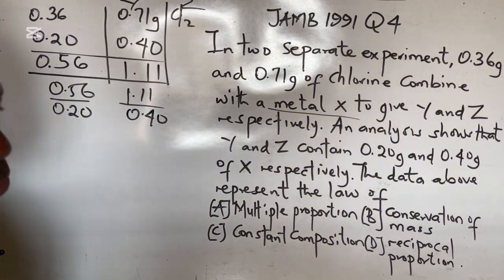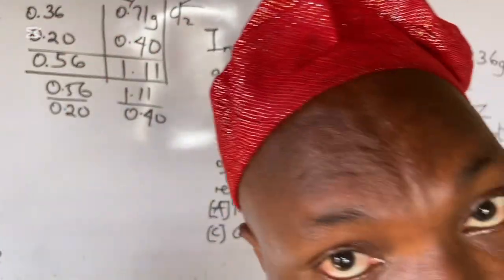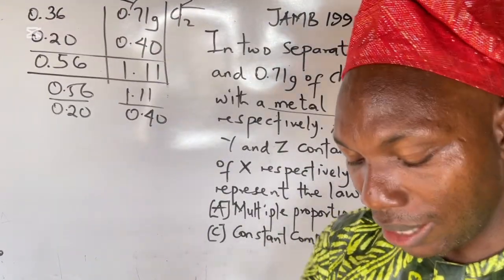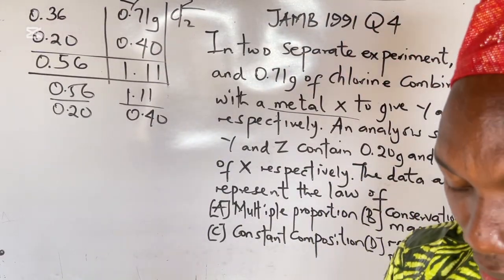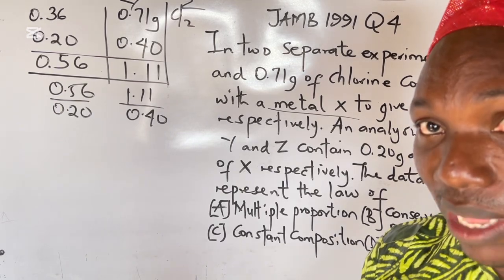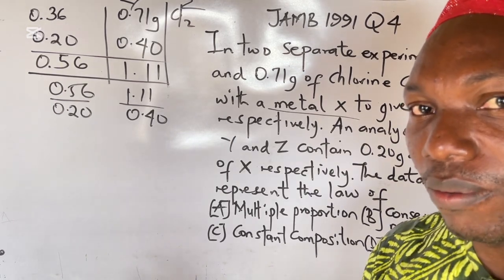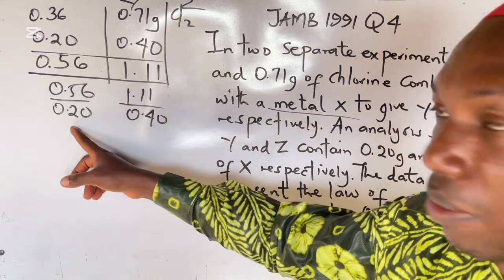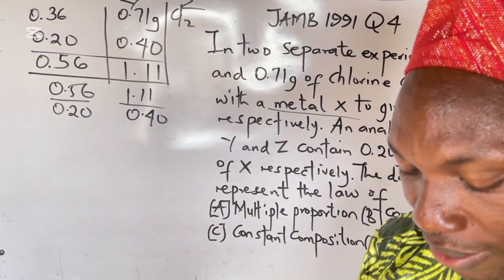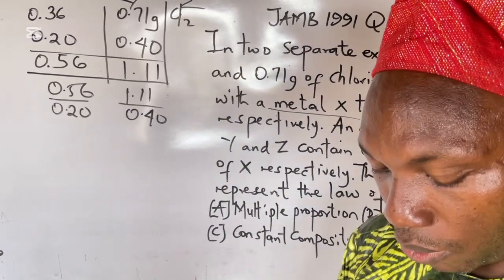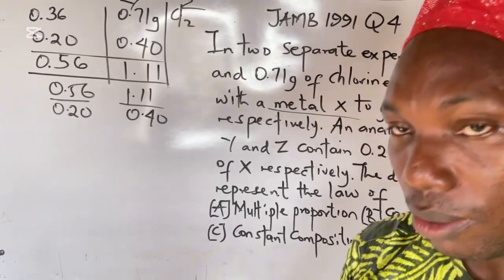So let's see if they will be equal when we divide them. If they are equal, it is the law of constant composition or definite proportion. If they are not equal, it is the law of multiple proportion. So let's do the first one, 0.56 divided by 0.2. That will give me 2.8.